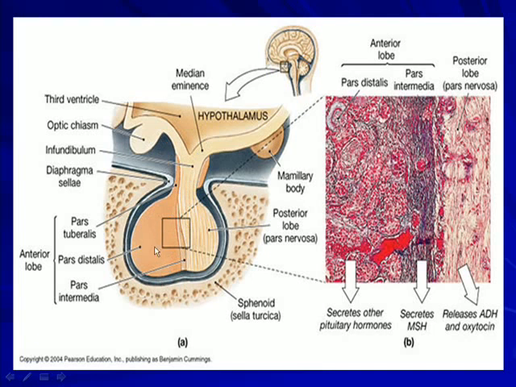You should be able to clearly identify the anterior and posterior lobes of the pituitary gland. You should be able to identify the portions of the anterior lobe of the pituitary gland, which include the pars tuberalis, the pars distalis, and the pars intermedia.